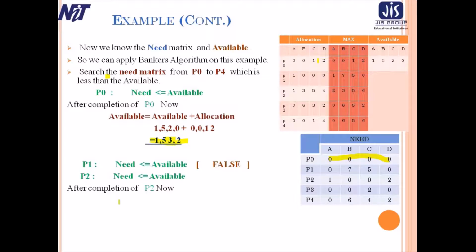So after completion of P2, the 1 3 5 4 resources which P2 held at the beginning are coming back to the system when P2 terminates. Whatever resources we provided, they will come back. So now our available equals current available plus allocation of P2, that is 1 5 3 2 plus 1 3 5 4. So we got 2 8 8 6.